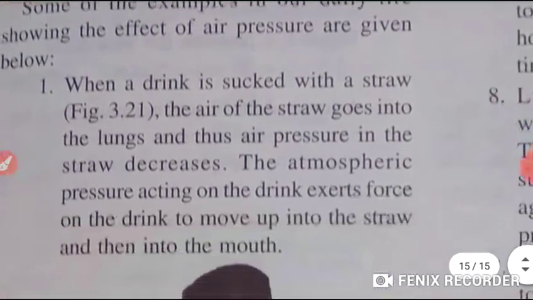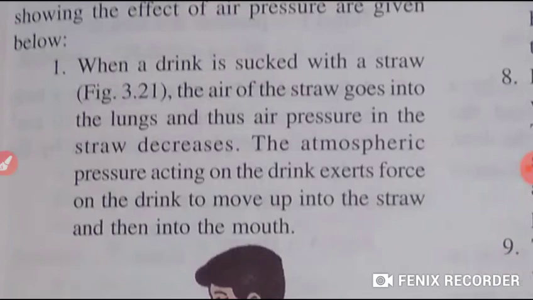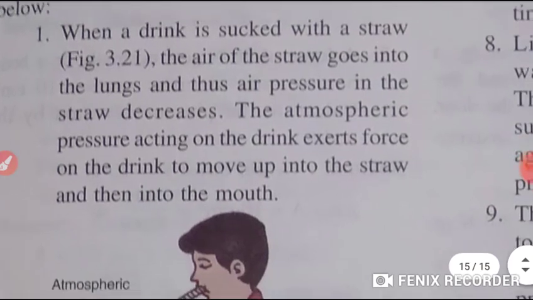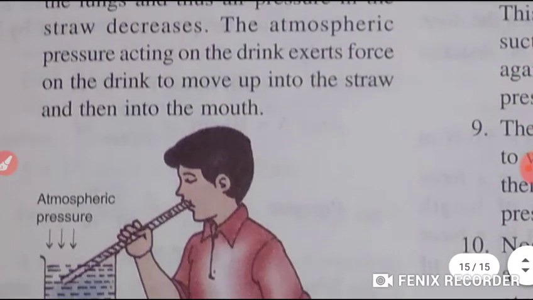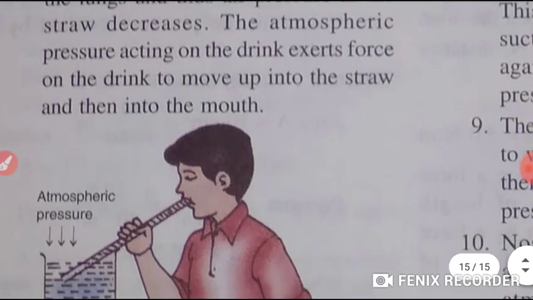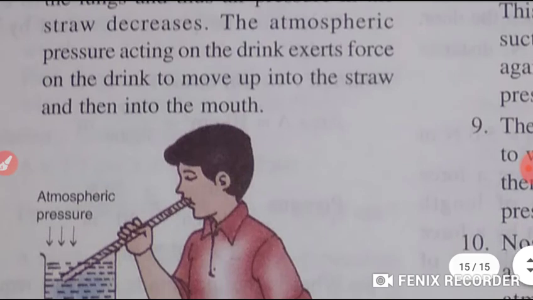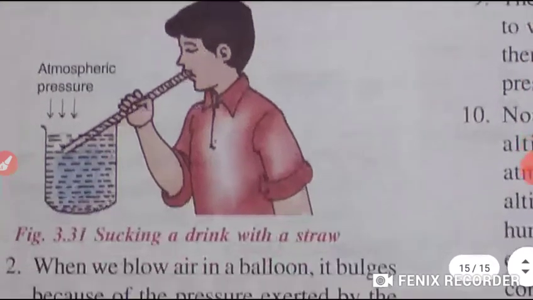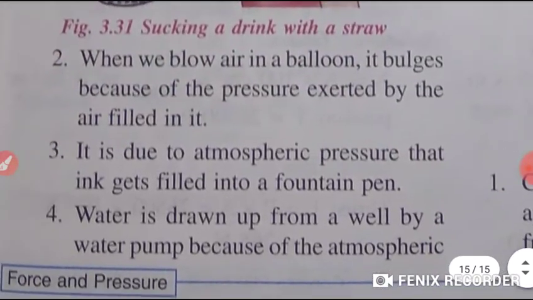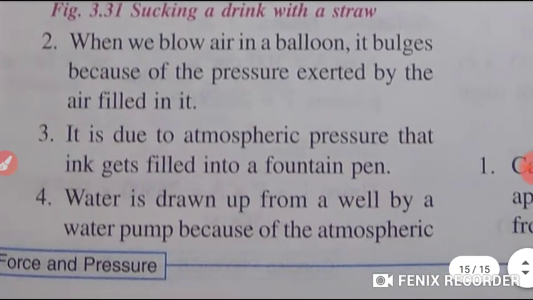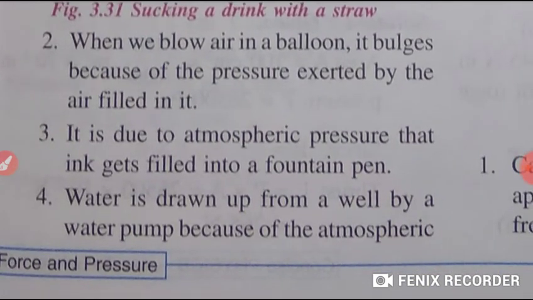First of all, when a drink is sucked with a straw, the air of the straw goes into the lungs, and thus air pressure in the straw decreases. Right? The atmospheric pressure acting on the drink exerts force on the drink to move up into the straw and then into the mouth. Right? When we blow air in a balloon, it bulges, right? Because of the pressure exerted by the air filled in it.